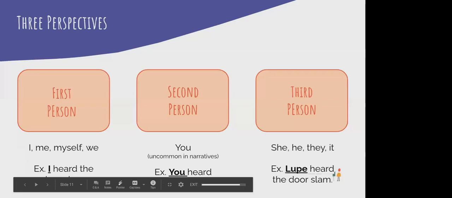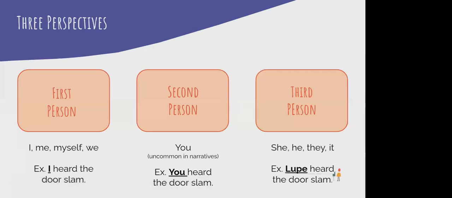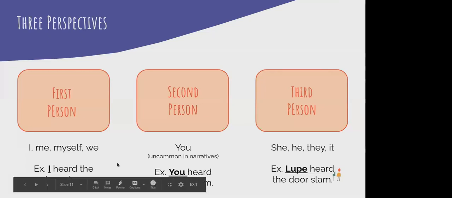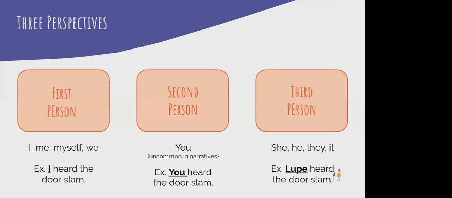All right. So Ayana, or those of you who are just joining us, we are discussing point of view this morning, so we can get a little bit of review before we analyze the point of view of our story Homegoing for our first checkpoint. Okay. So first person point of view, we know we have I, me, myself, and we. An example of first person point of view would be I heard the door slam.